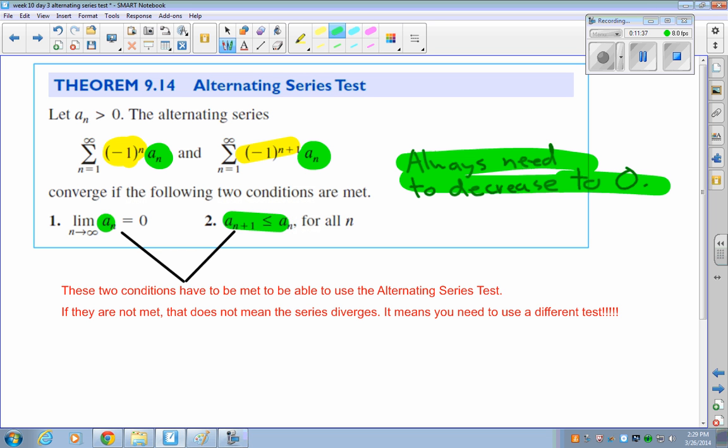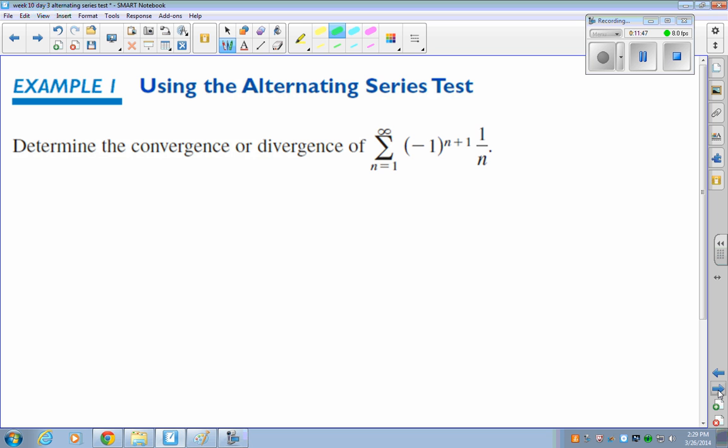The -1 to the n thing just means, oh, the signs go back and forth, whoop-de-doo. I just care about the thing itself. Okay? So take a look at one like this: -1 to the n plus 1 times 1 over n. If you write some of these out, if I plug in 1 first, I get 1 minus 1/2 plus 1/3 minus 1/4 plus 1/5 minus, you get the point. Do you see how it alternates? So it's alternating.